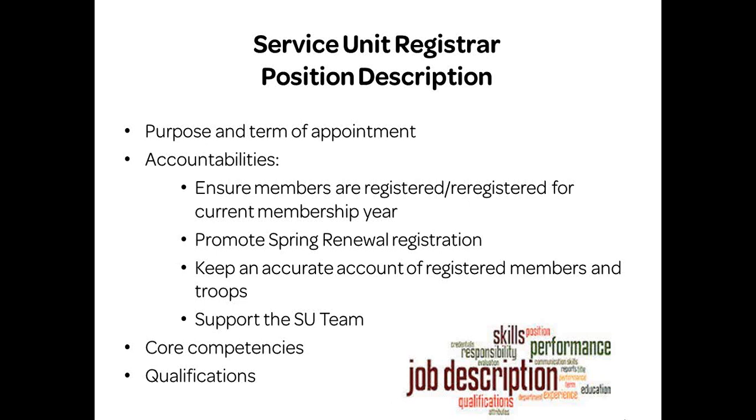Or if a parent has a daughter named Elizabeth, one year she's registered as Elizabeth, the next year she's registered as Lizzie, the third year she's registered as Beth because Elizabeth now wants to be called Beth. That means that we now have 3 accounts for one person because our system doesn't recognize that it's the same person. So if you happen to catch any of that, that will help us tremendously in cleaning up our data.